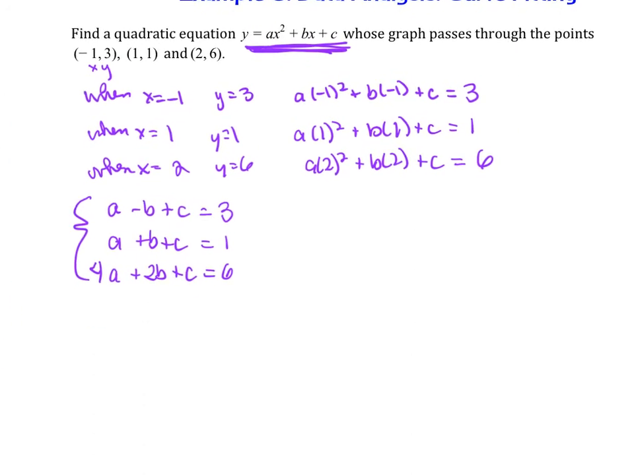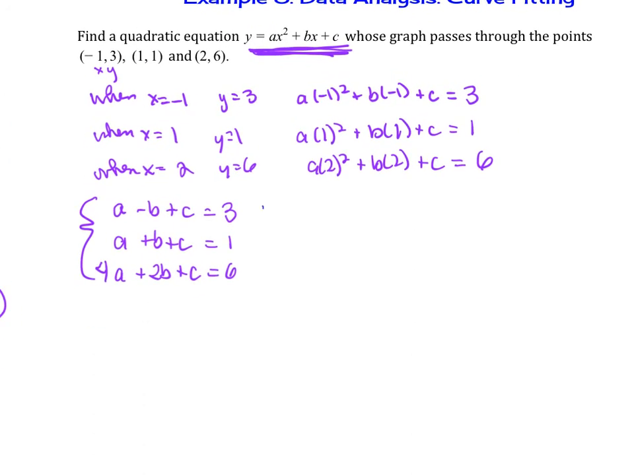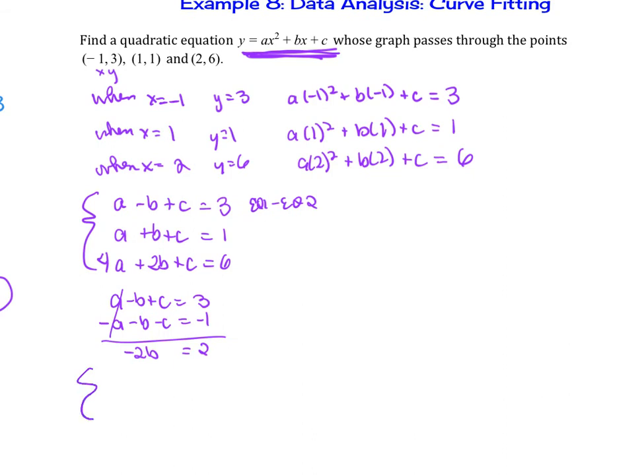So now we're going to solve this system. What we're going to do is take equation 1 and subtract equation 2 from it. So we have a minus b plus c equals 3. Subtracting equation 2, just change the signs to the opposite sign. So we get negative 2b equals 2. So we're going to write that system. We have a minus b plus c equals 3, negative 2b equals 2, and we have 4a plus 2b plus c equals 6.